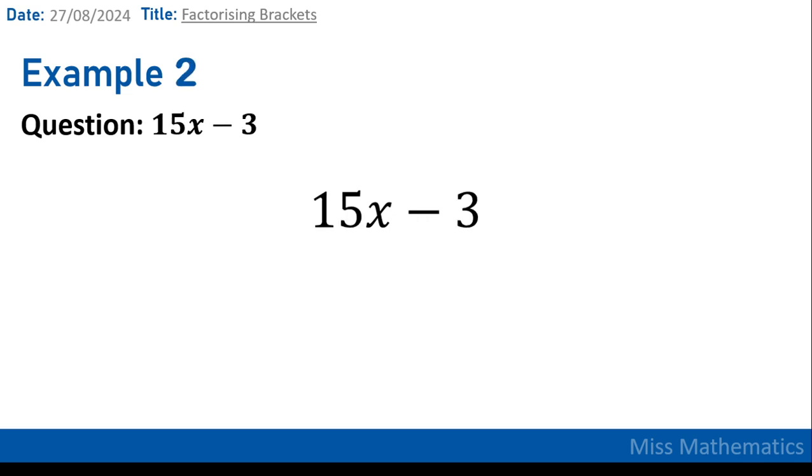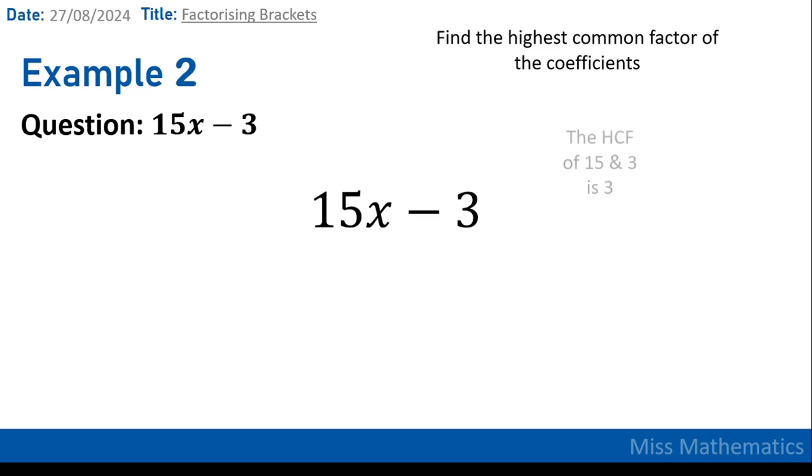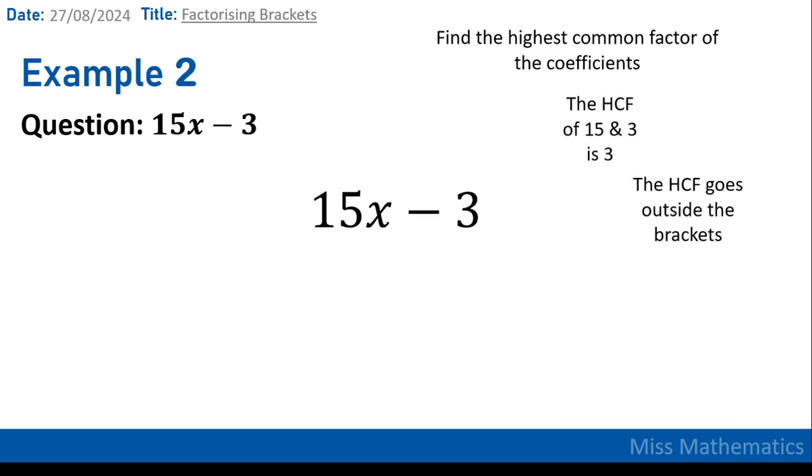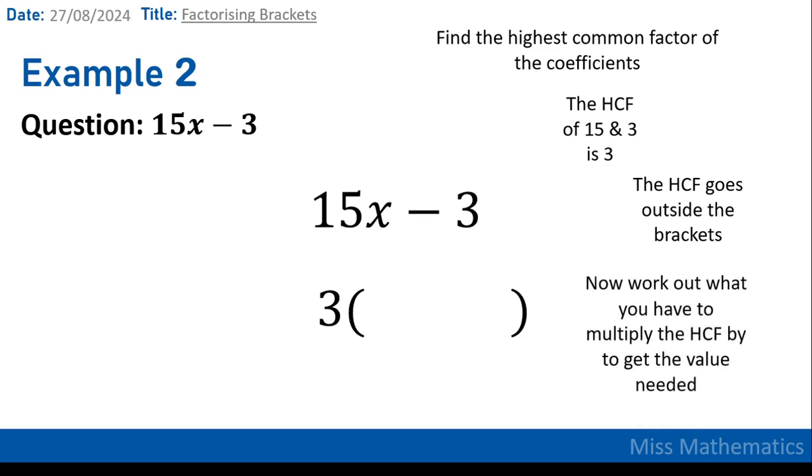Let's try another example. This example has a minus in it. 15x minus 3. First we have to find the highest common factor, which is 3. And then we put the 3 outside the brackets. So we have to work out how we get from 3 to 15x. We have to times by 5x. And then to get from 3 to minus 3, we times by minus 1. So inside the brackets, we will have 5x minus 1.